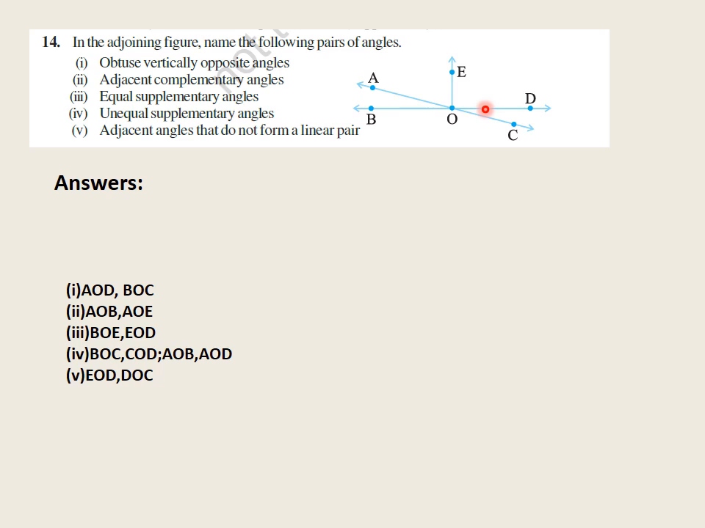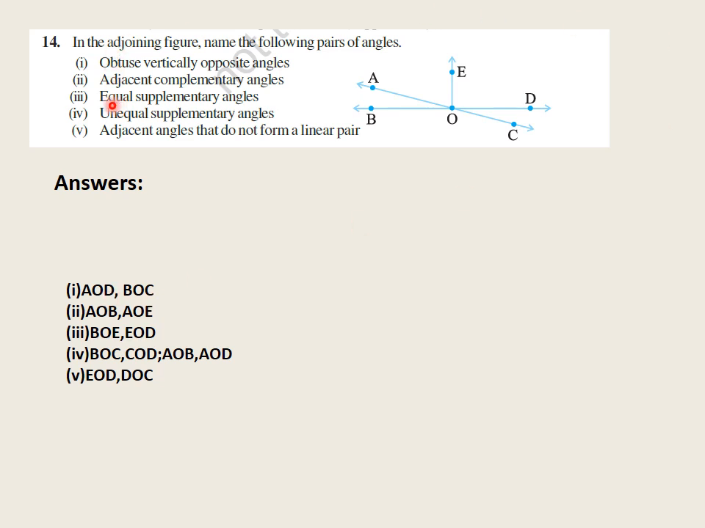Is that clear? This and this are equal. This and these are equal, because they are vertically opposite, two lines intersecting each other. But you want obtuse vertically opposite angles. So if you consider them, these become acute angles, so the other one will be obtuse. So angle AOD and angle BOC are obtuse vertically opposite angles.